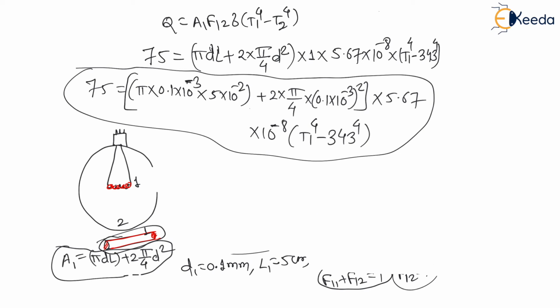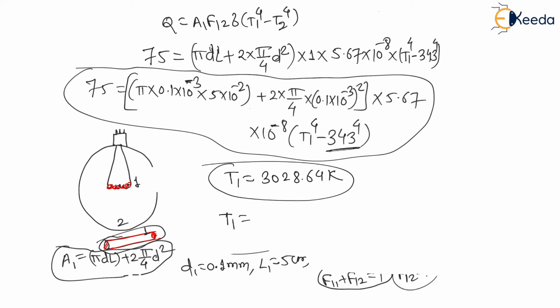Let us solve for T1, and if I solve for T1, I think T1 will be equal to 3028.64 Kelvin. As here we have kept T2 in Kelvin, the answer will be in Kelvin. Therefore in degree Celsius, T1 will be equal to 3028.64 minus 273 degree Celsius. Therefore in degree Celsius it is 2755.64 degree Celsius. This will be your answer.